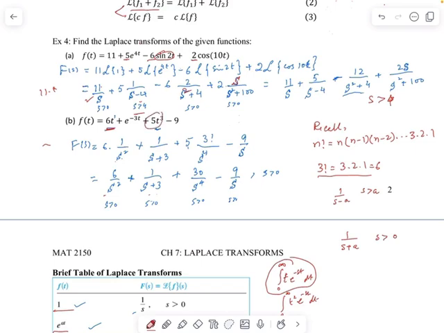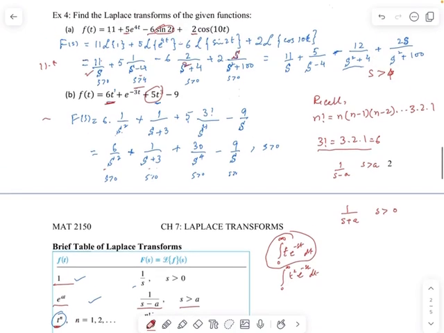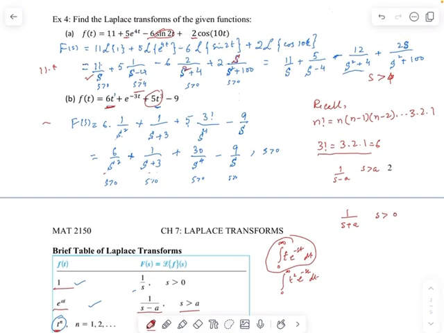So again, we have to use the formula for t to the n. With n being 3, the transform will be 3 factorial divided by s raised to 3 plus 1, which is 4. Then the last one, negative 9, which is similar to what we did in the previous example with 1. So we end up getting 9 over s. So we simplify: 6 over s squared, because the constant was 6.